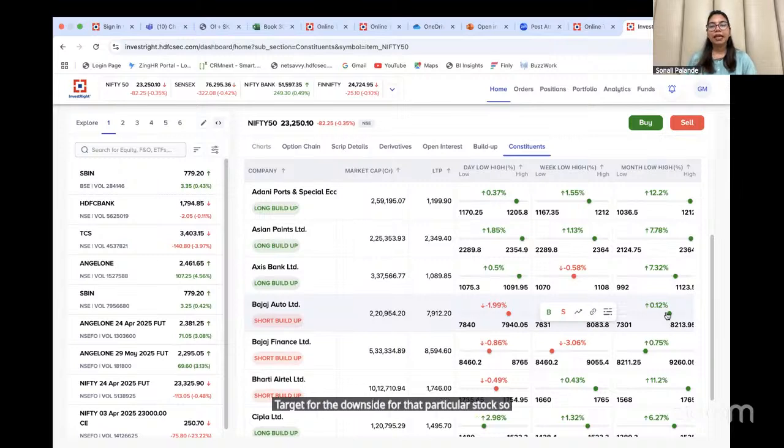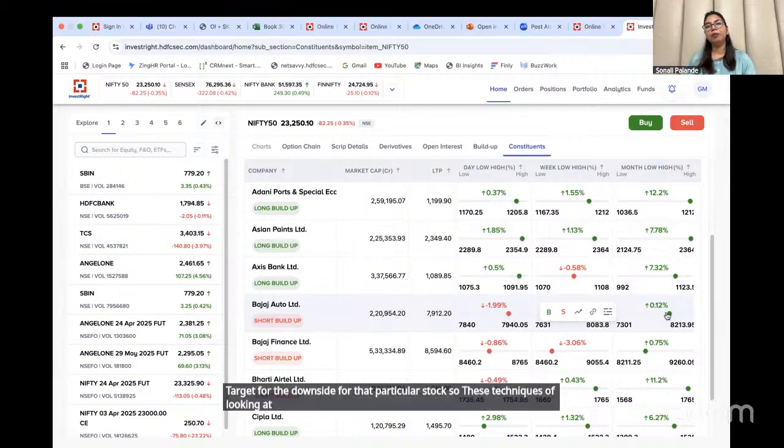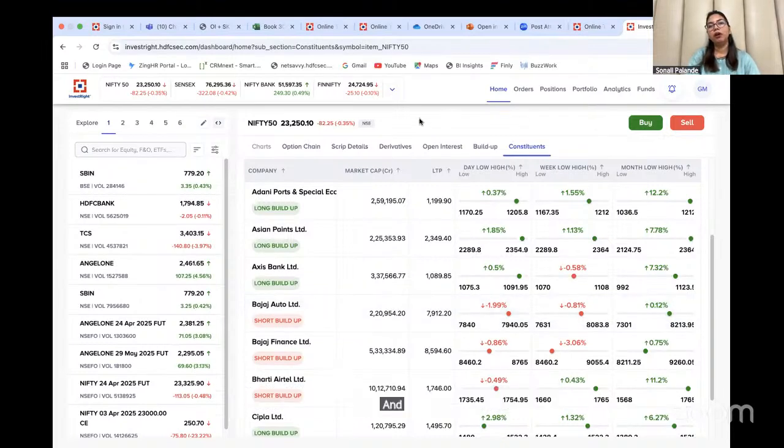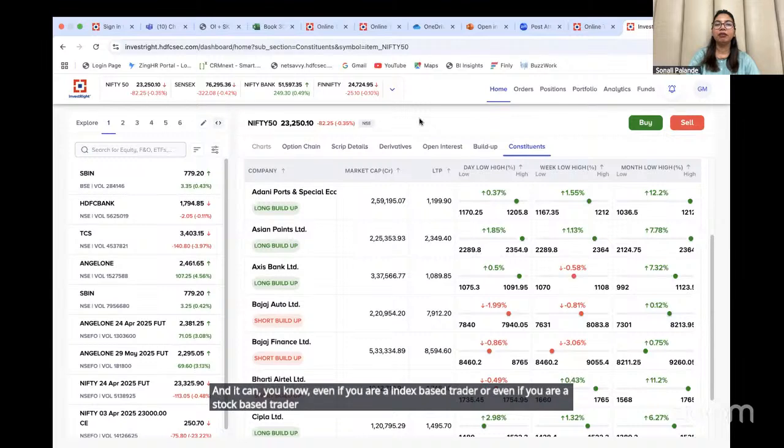So these techniques of looking at the OI built up can help you to have a better conviction for your trades. It will definitely help you when you combine it with your technical analysis on the charts or with the price action. Okay, and even if you are an index based trader, or even if you are a stock based trader, this definitely helps you to choose the right stock or choose the right strike. Okay, and picking the right time, you can say, or entering at the right time or exiting at the right time from your trade. So this definitely helps you to take a better decision.